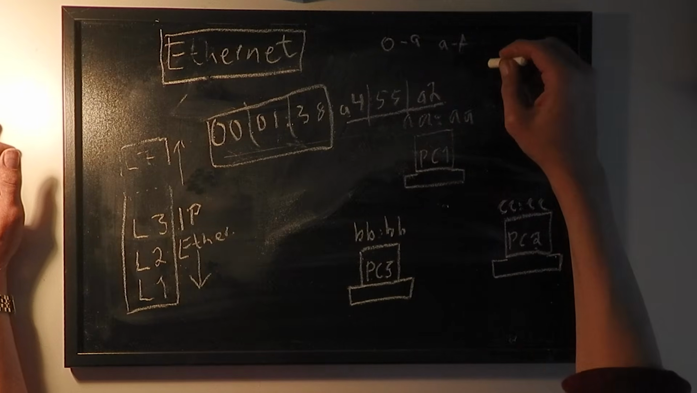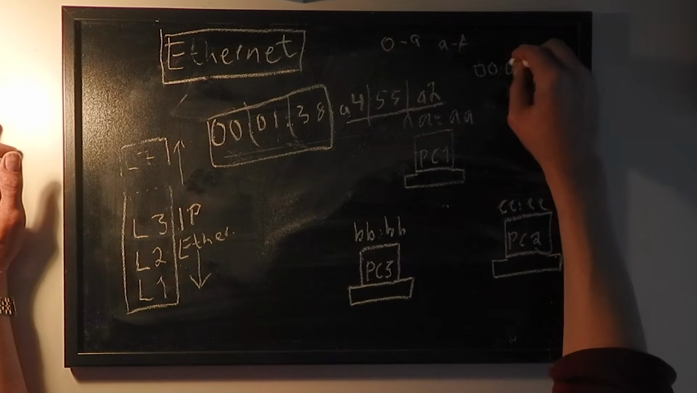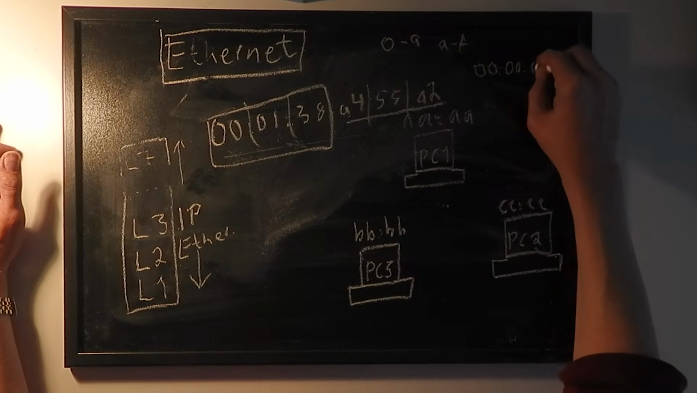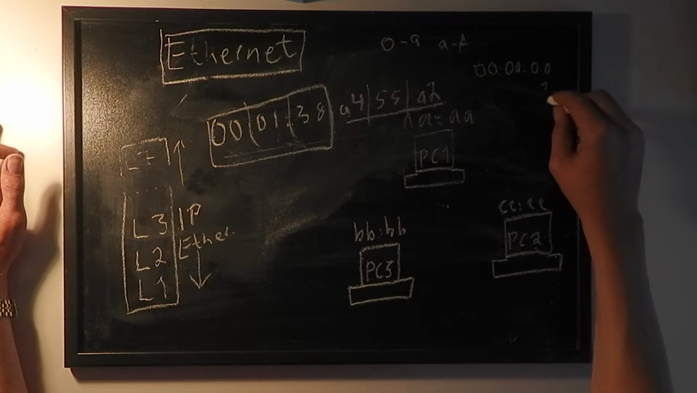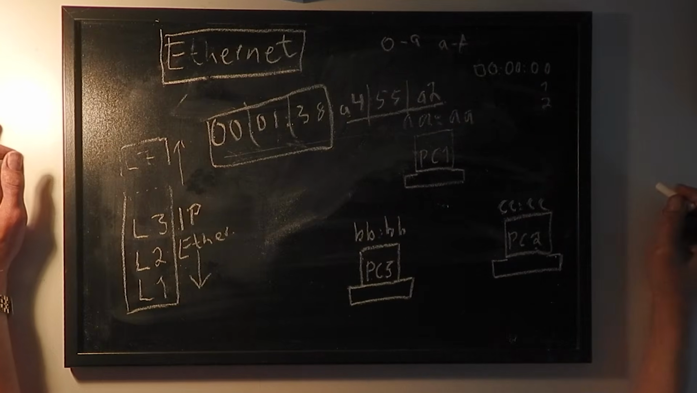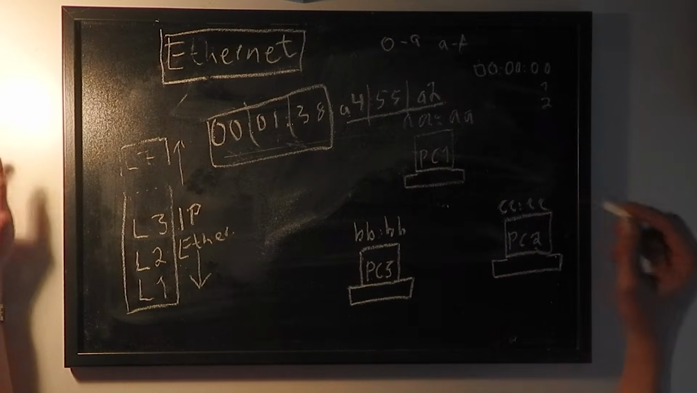Usually maybe the first network card produced will have all zeros like this, and then you count up to 1 and 2 and so on. Or you have some other way of doing it, but it needs to be globally unique.